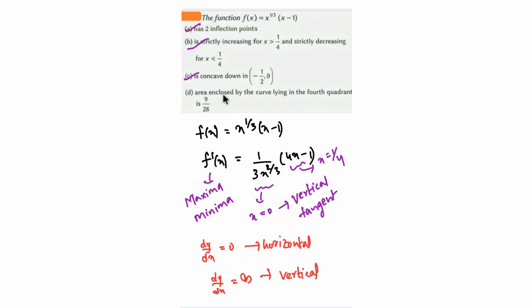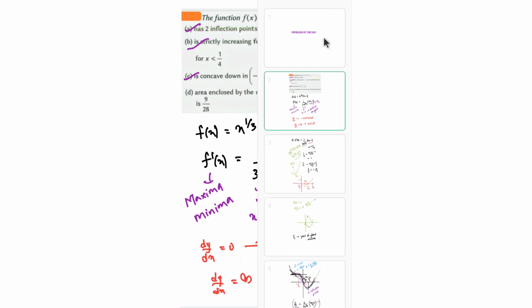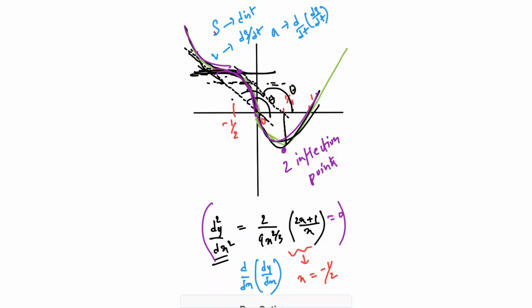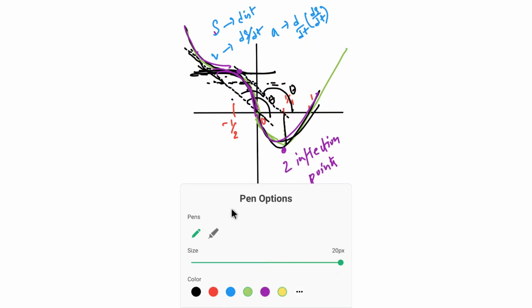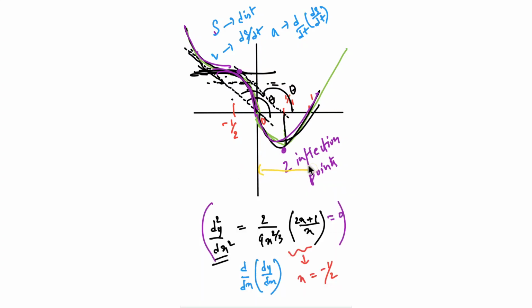Coming to the fourth option, the area enclosed by the curve lying in the fourth quadrant is 9 by 28. So let's check that. This is the fourth quadrant, and this is the area that we need to find. We know that this point is 1 by 4 and this point is 0, so I just need to integrate my curve from 0 to 1 by 4. So let's do that.